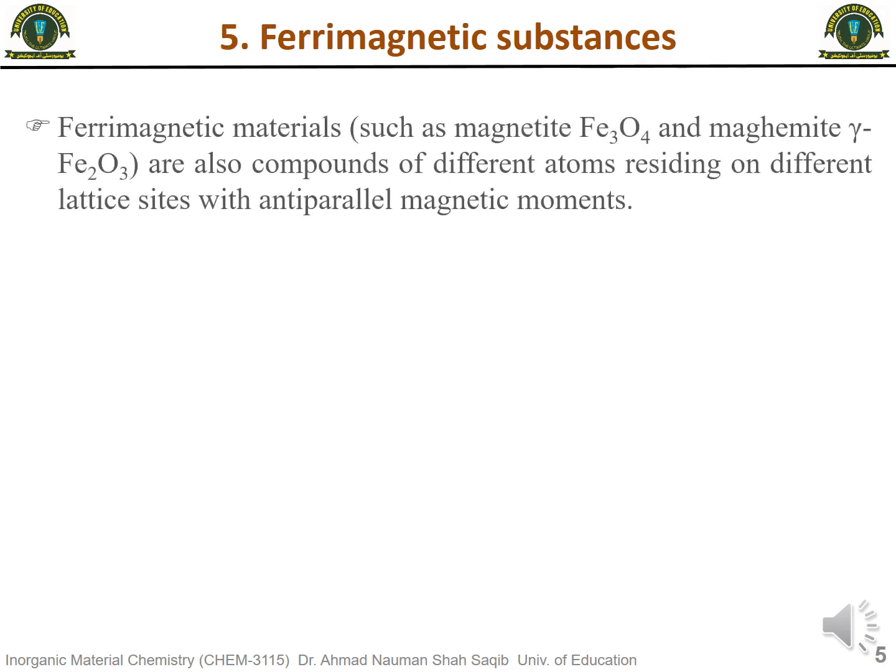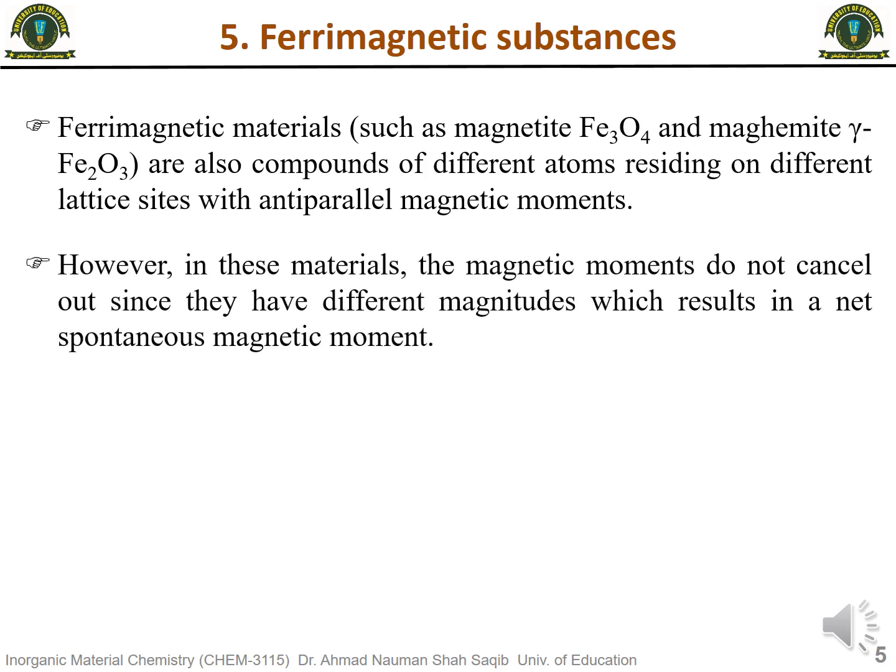There is another kind of magnetic substance which we call ferrimagnetic substances. Similar to the antiferromagnetic substances, these materials are also compounds of different atoms which reside on different lattice sites, and they also have anti-parallel magnetic moments. They have magnetic moments whose direction is different. But the main difference between ferrimagnetic and antiferromagnetic materials is that antiferromagnetic materials have two different atoms with magnetic moments in different directions, and they cancel each other out.